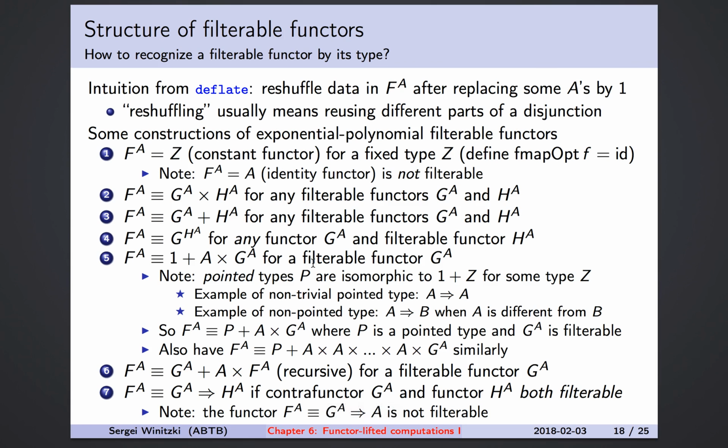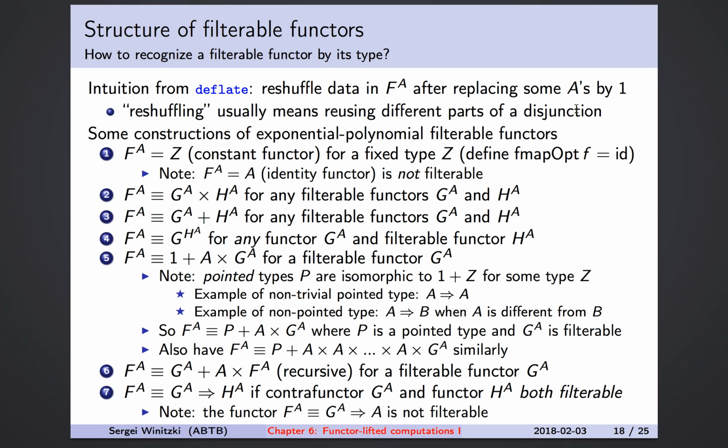So, having said all this, let us look at the practical question. What are the filterable functors? If I give you some type, how do you know that this is a filterable functor? Let's use intuition from our deflate type signature. We reshuffle data in a container by replacing some values of type A by a unit, and reshuffling means we just reuse a different part of this container, usually, not always.